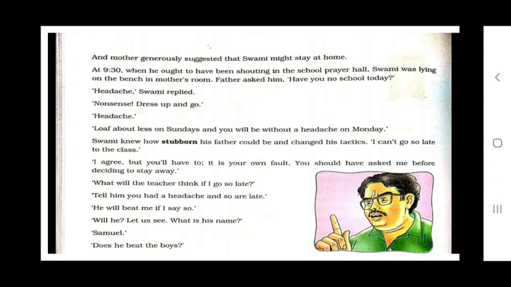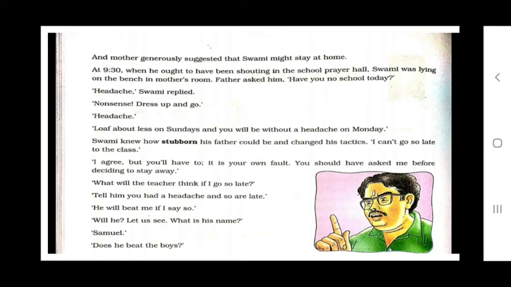In which room? In the mother's room. Who came now? Father. Father asked him, have you no school today? Headache, Swami replied. Nonsense, dress up and go. Headache. So, when father came into the room, he found Swami lying on the bench, and he inquired that he doesn't have any school that day. Swami said that he has a headache, he can't go to school.